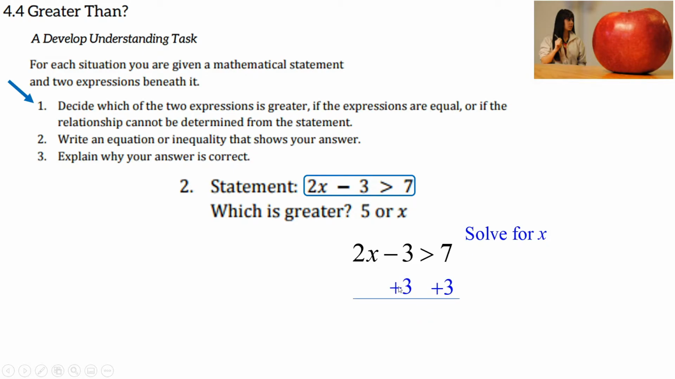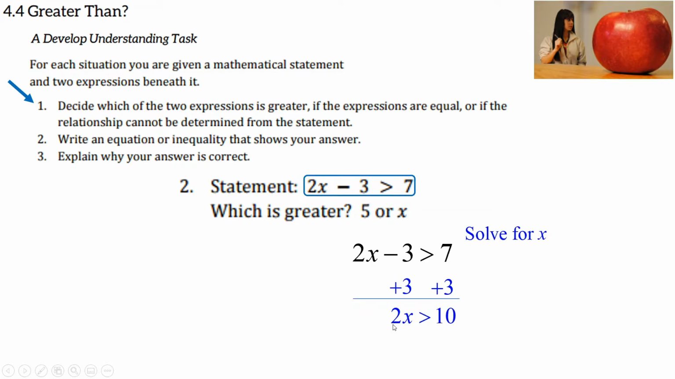So let's add 3 to both sides of this inequality. So we bring down the inequality symbol just like we would for an equation. And 2x minus 3 plus 3 is 2x. And on the right, 7 plus 3 is 10. So 2x is greater than 10.